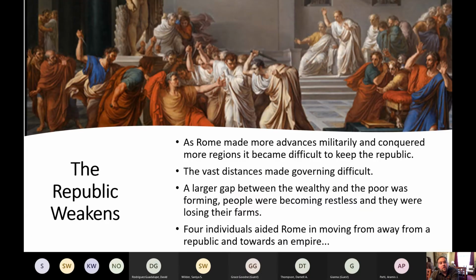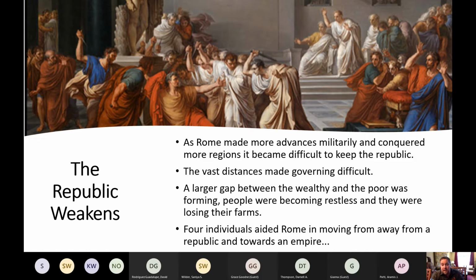Okay, as Rome made more advances militarily and conquered more regions, it became difficult for them to keep their republic together. So the bigger the country got, the more difficult it becomes to govern. There was also a larger gap forming between the poor and the rich, and a lot of poor people were losing their farms, which was causing some unrest.